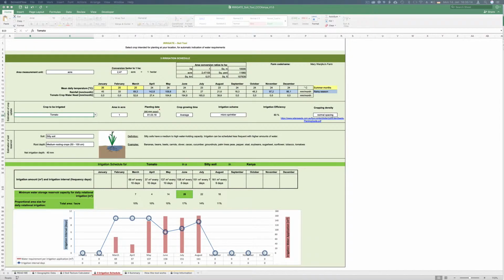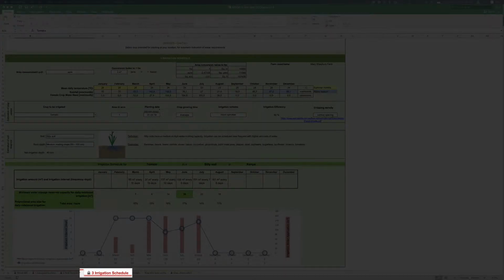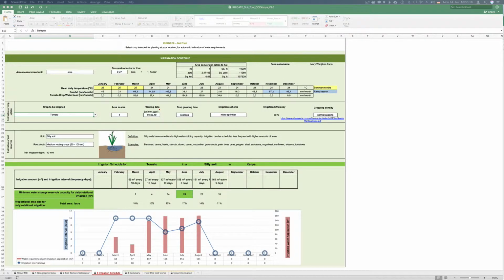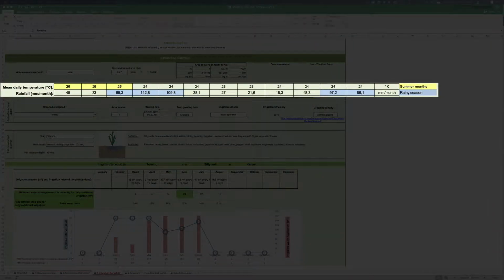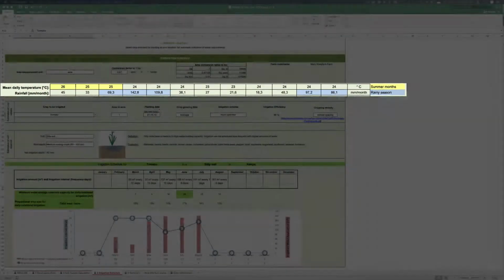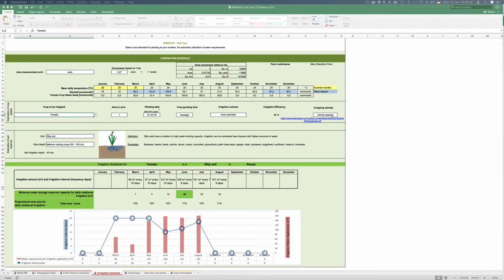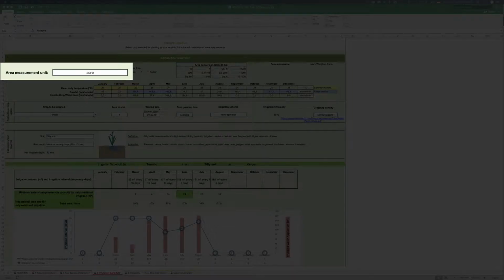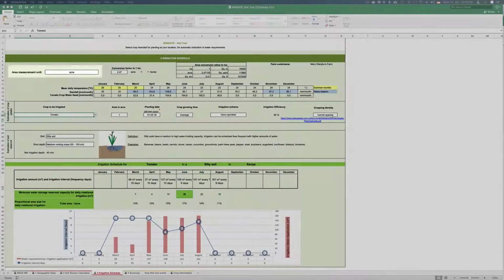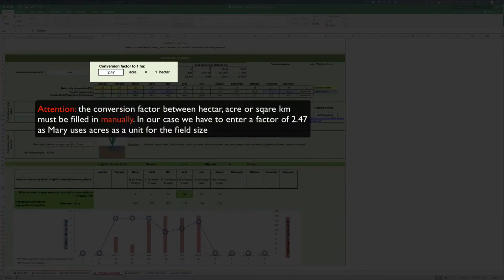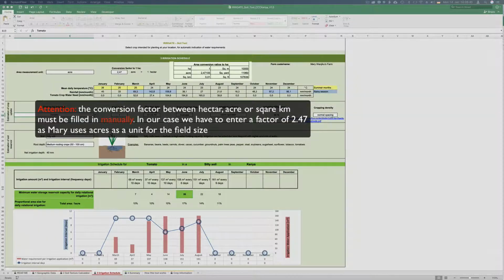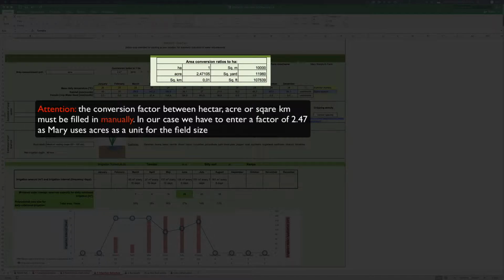We go back to the irrigation schedule sheet. We have already filled in the data from the country case card Kenya for the main daily temperature and the rainfall in the Geographic Data sheet. It automatically appears in this table. Please be careful using the correct data for the area measurement unit. A potential conversion between acre and hectare must be filled in manually by using the factors of the conversion table.